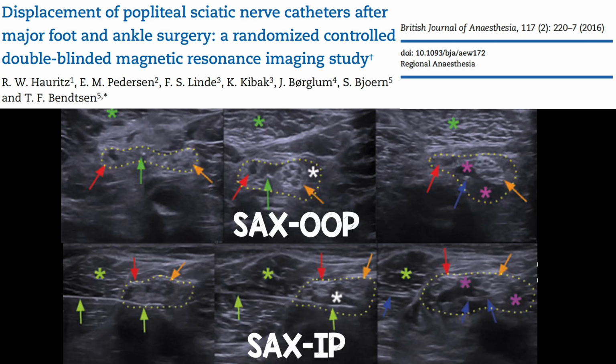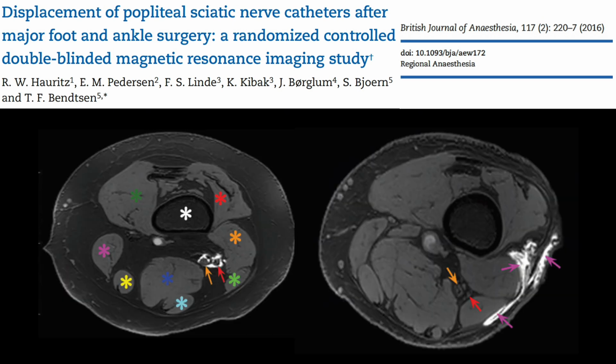Well, here we go, we'll have a look. So the top image is short axis out of plane. You can see a nice cross-sectional view of the nerves, the catheter tip just denoted by the green arrow there. And in the image below, that short axis in plane, you can see the catheter coming in and literally the catheter being placed within that common paraneural sheath. So that's great.